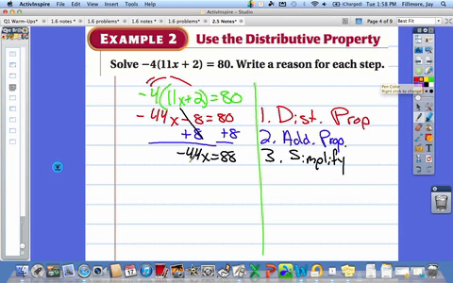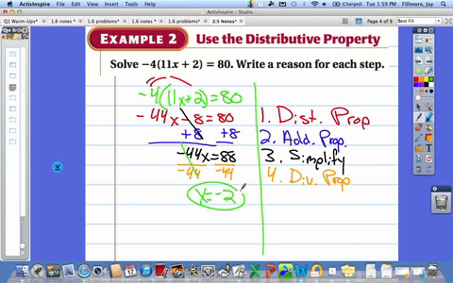Next, we need to get rid of this negative 44. So we divide both sides by negative 44, our division property of equality. And last, we're going to simplify. These cancel, so we're left with x, and 88 divided by negative 44 is negative 2. So our last step is simplify.